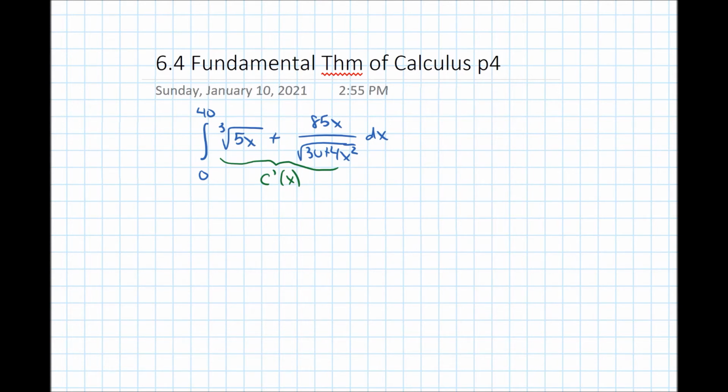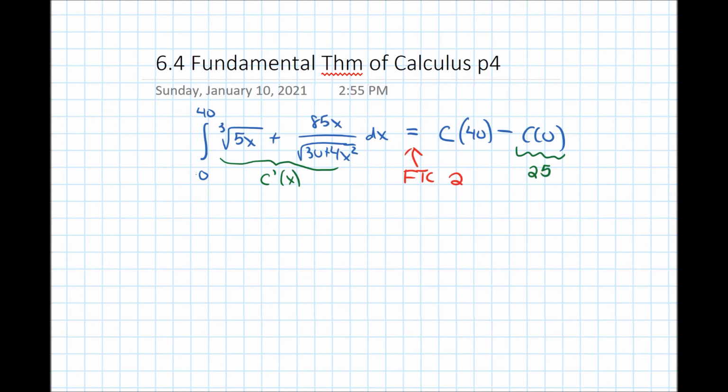Okay, so FTC part 2 tells me that this integral is going to be equal to the antiderivative of c prime, which is c of x. But plug in the top number, plug in 40, and then minus what you get when you plug in the bottom number. So this is what we'd get from applying FTC part 2. And we know what c of 0 is. We know c of 0 is 25.